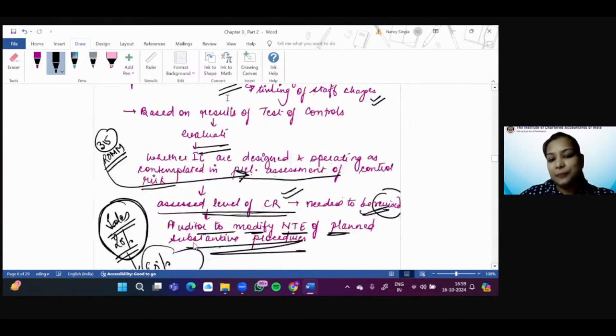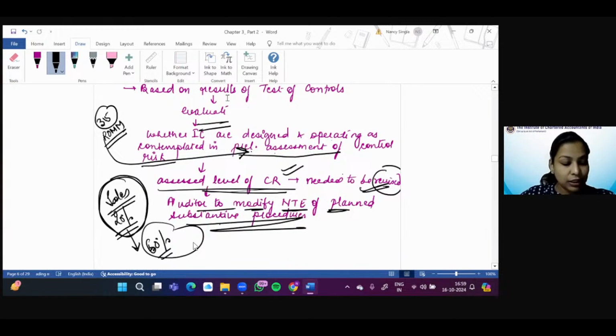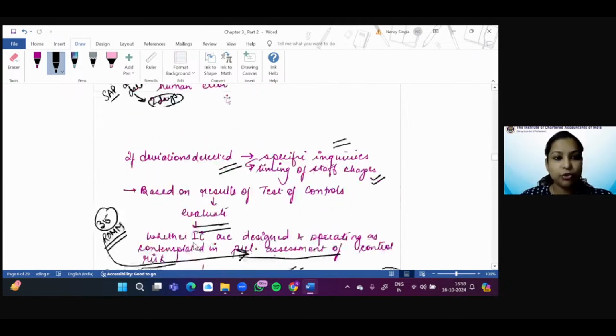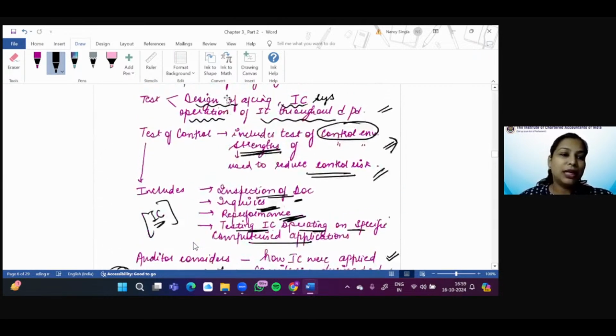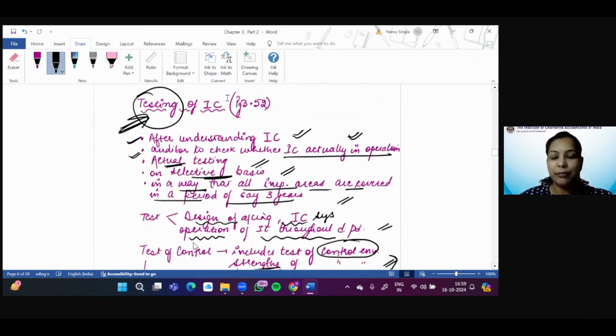So is it clear? Is this topic clear? This is given on page numbers 3.52, 3.53, and it ends on page number 3.54. For your purpose, I have just tried to make a summary of this topic. So is it clear?